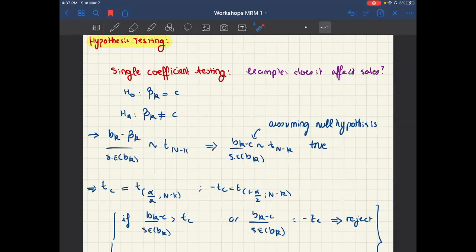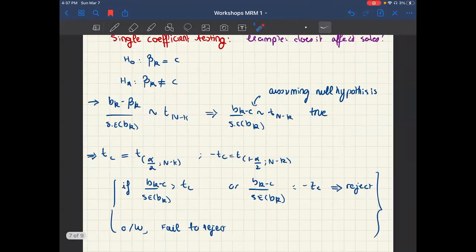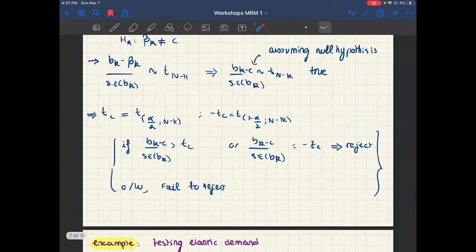And the way you would do this is you would construct your test statistic as you have seen in 257 D1. You take the estimate for beta k, which is bk, minus c, divided by the standard error of bk. And that will be your test statistic.